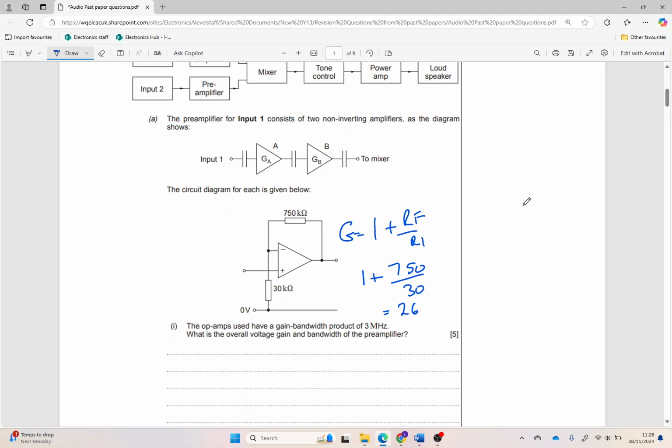Therefore, that answers the question: what is the overall voltage gain of the preamplifier? I'll come on to another thing in a minute. But we've got bandwidth equals gain bandwidth product divided by gain. So 3 times 10 to the 6 divided by 26 gives us a bandwidth of 115.4 kilohertz.